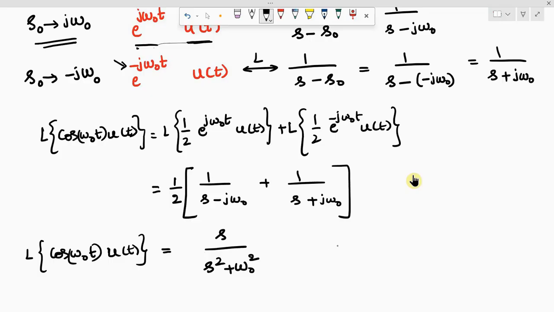And tell me now, what is the ROC? What is the ROC? Maybe I can give a clue. What is the ROC for this and what is the ROC for this? Maybe I can write it as R1, and then you have an intersection. Tell me what is R1.